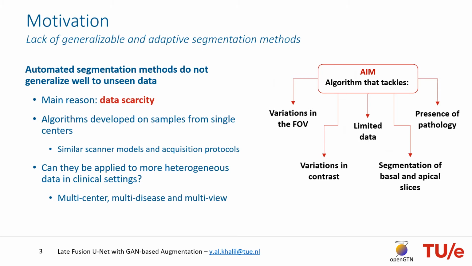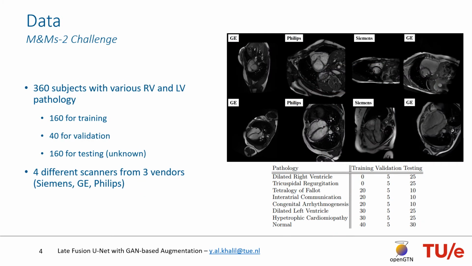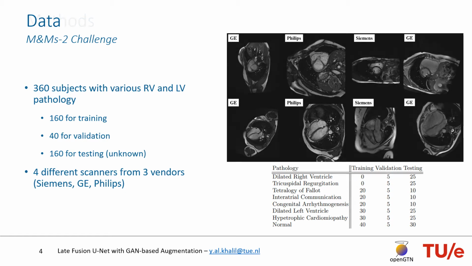We train and evaluate our approach on the data shared in the M&M-2 challenge. There are 360 subjects in the dataset containing various right ventricle and left ventricle pathology. 160 of these are available for training and are completely labeled. 40 are used for validation during development, and lastly, 160 are used for testing and are unknown to us. All subjects contain both short axis and a long axis slice with the aim to segment both.